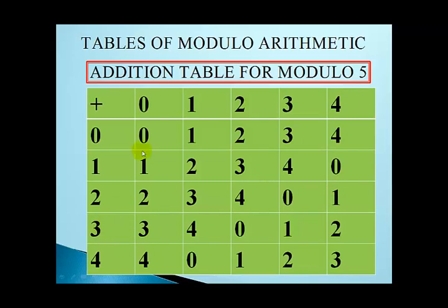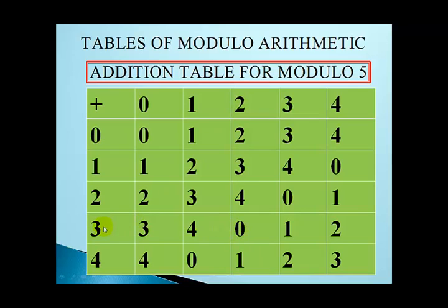Now we continue. 3 plus 0 equals 3. And 3 in mod 5 is 3 because it's not up to the modulo. Now 3 plus 1 equals 4. 3 plus 2 is equal to 0. This is because 3 plus 2 is giving us 5, and 5 in mod 5 is 0, because we have only one group of 5 in 5 and the remainder is 0. And since we are only interested in the remainder, we write the remainder.